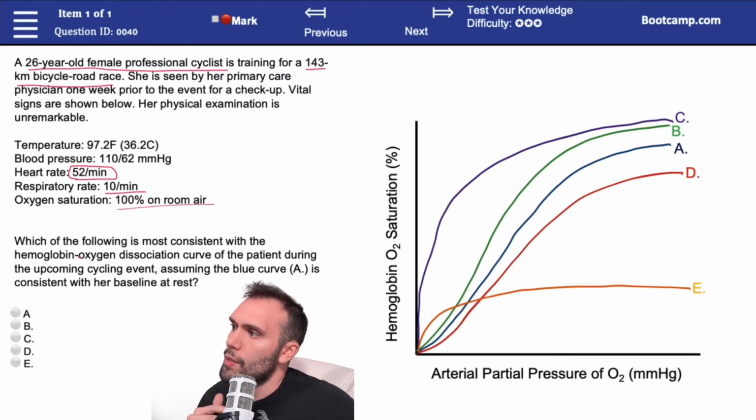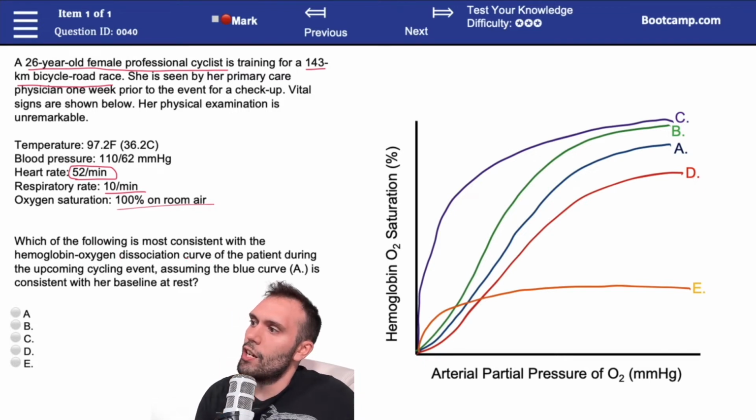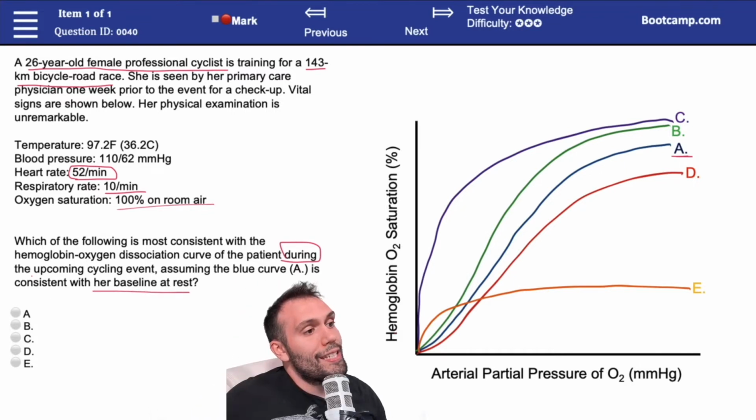Which of the following is most consistent with the hemoglobin oxygen dissociation curve of the patient during the upcoming cycling event? Okay, so we're going to assume that the blue curve A, this curve here, is consistent with her baseline at rest. Okay, all right, so we didn't really talk a lot about the hemoglobin oxygen dissociation curve, but this is something that you're absolutely expected to be familiar with for step 1. And let's just quickly go through this just to make sense of it.